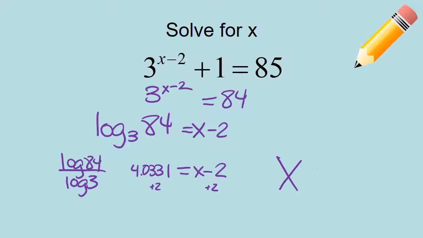Then my x value is approximately 6.0331. Now you'll notice in this case it didn't really change my decimal, but we are going to encounter situations where we need to keep it in our calculator no matter what.